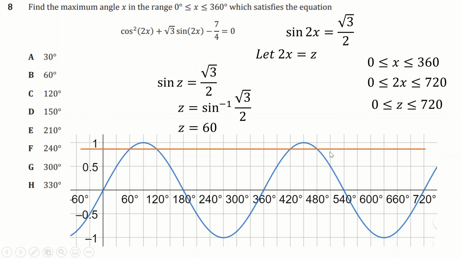But of course, 480 is the biggest Z, and Z is equal to 2 times X, which means divide by 2 to get 240. If Z divided by 2 is X, then Z of 480 divided by 2 gives 240.